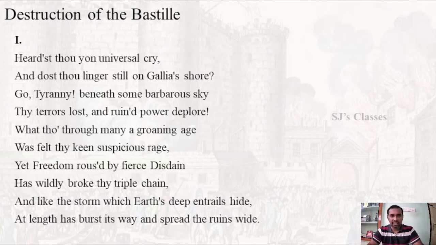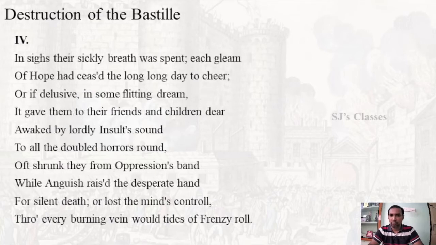Now, as I said earlier, stanza 2 and 3 are missing. Therefore, we will move on to stanza number 4. "In sighs their sickly breath was spent, each gleam of hope had ceased the long, long day to cheer." So when do you sigh? You sigh when you are in stress, or you are anxious, or you are sad, or in despair. Coleridge says that in the sighs of the poor, or the ones who were victimized, or ones who took part in the revolution, the sickly breath of their oppressors depleted.